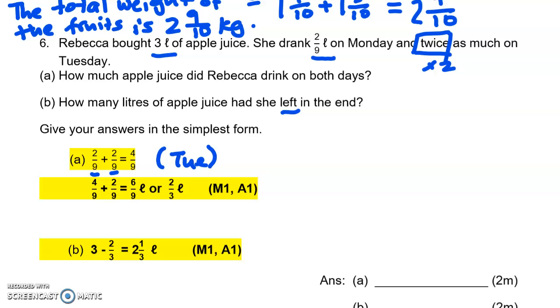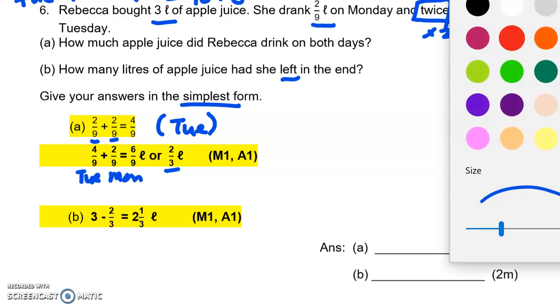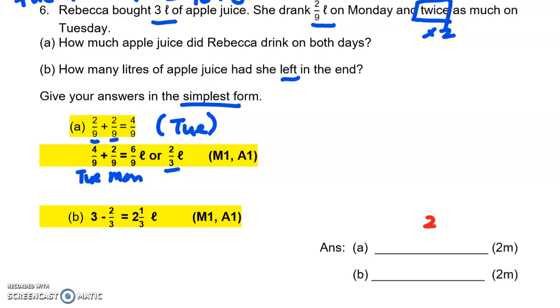Okay, now that we know how much she drank on Tuesday, we'll add the Tuesday amount to the Monday amount. 4/9 plus 2/9, you get 6/9. That is not in its simplest form. In its simplest form, it will be 2/3. That is the answer that is expected of you. You have to put it in simplest form. So the answer for part A is 2/3 liters.